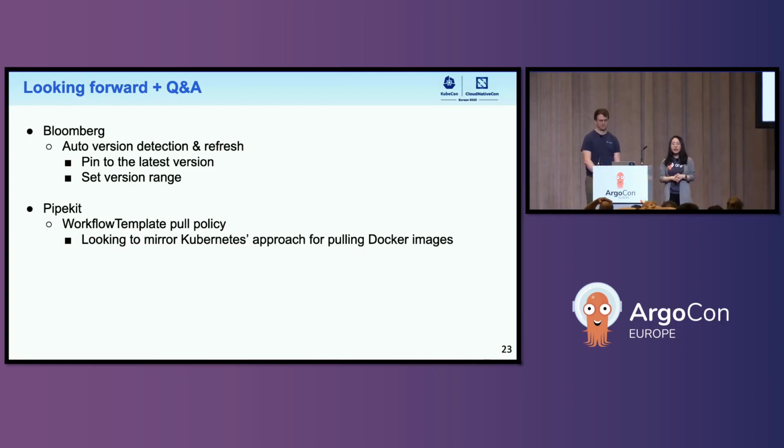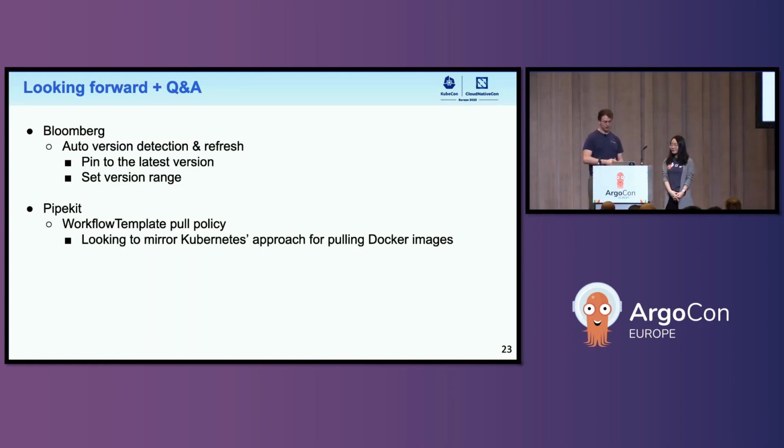The above topics are not everything on our mind yet. We do have some ideas, but we haven't got a solid plan yet. Like, we would welcome version detection and refresh. Say we want to allow users to just put a latest tag or a version range. They don't need to look for a specific version in the history, and we can just have a worker patch it for them, and also auto update whenever something new comes out. Yeah, and what about the PipeKit side?